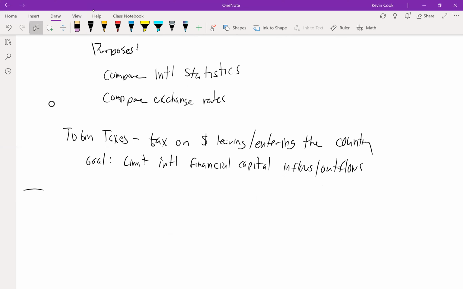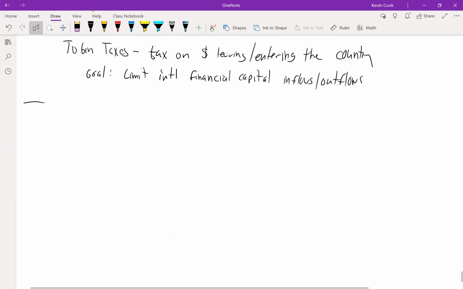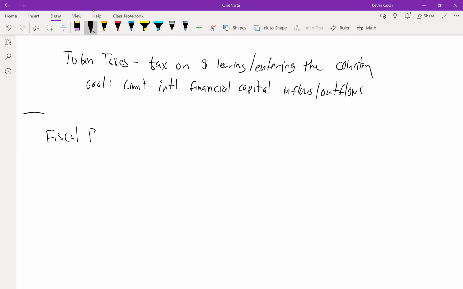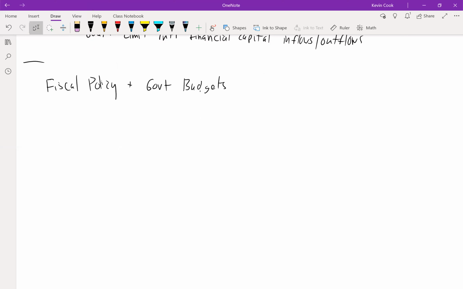So after our capital flows, we got into a talk about fiscal policy. And we talked about government budgets. So the first bit of this we introduced was looking at the government budgets, and we talked about 3 states of the government budget.